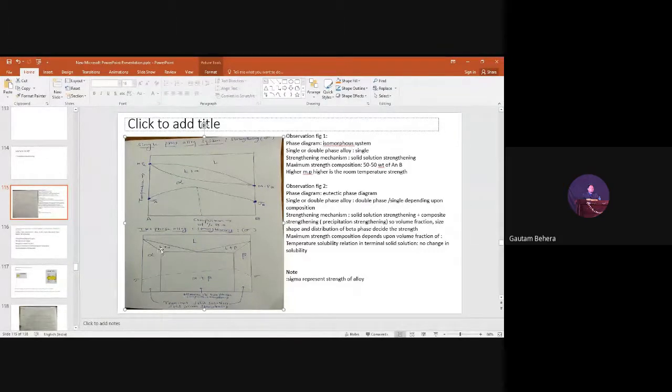So if the curve will be like this, then will solubility depend upon temperature or not? Obviously, yes. That means solubility is increasing with increasing temperature, or solubility decreases with decreasing temperature. The same figure for this one also, it will be like this. Very good.